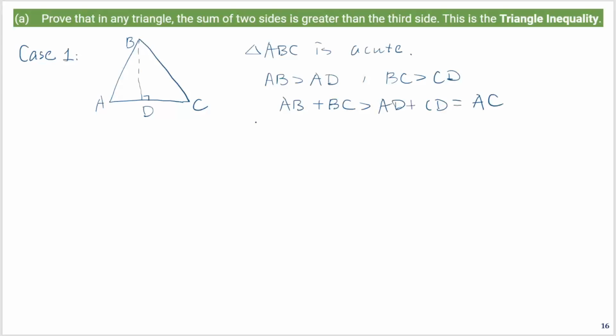We can do the same for each angle, showing that each side is less than the sum of the other two sides. Can you see that? Not that difficult, right? But we have another case. Angle ABC could also be right or obtuse.